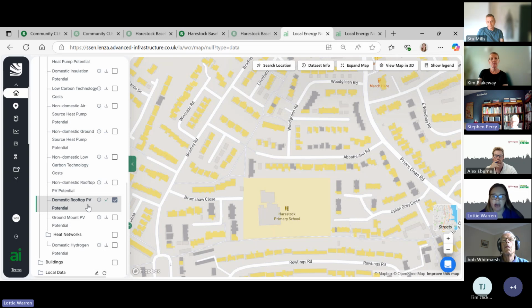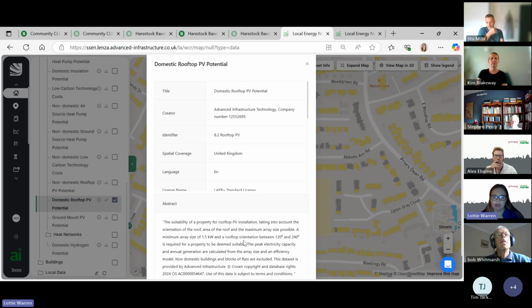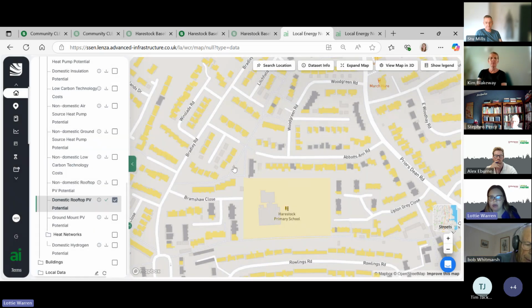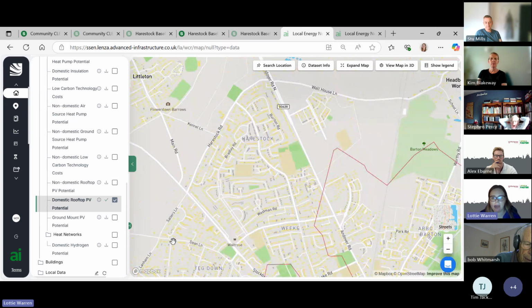Now, this is obviously not taken by someone going around and assessing all the individual rooftops. It's taken from a range of data. The suitability of the rooftop takes into account the orientation of the roof, area of the roof, and maximum array size possible. So these aren't to be taken as certain, but it gives us an idea of the potential. You can see, just in this small area, how many could actually have solar PV installed. So that's a really nice way to see what the potential is and what could potentially be achieved.